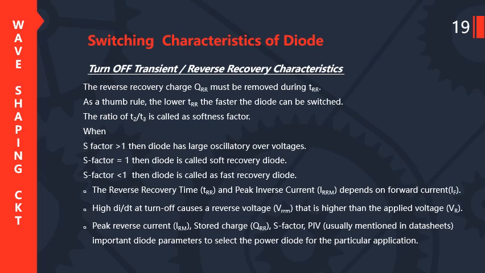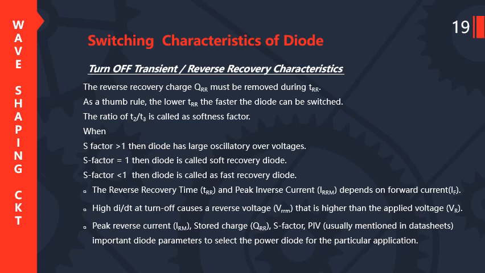As a thumb rule, the lower the TRR, the faster the diode can be switched. The ratio of T2 by T3 is called the softness factor. When the S factor is greater than 1, the diode has a large oscillatory overvoltage. If the S factor is equal to 1, then the diode is called a soft recovery diode. If the S factor is less than 1, then the diode is called a fast recovery diode.